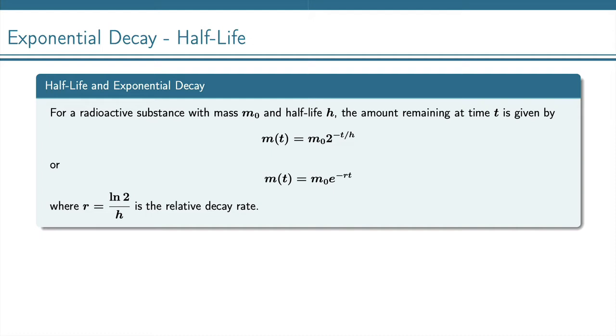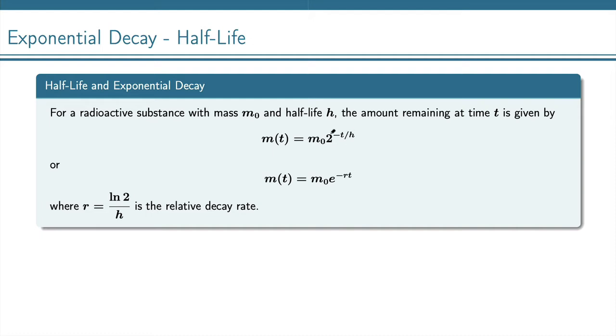So here are the two formulas that we can use. For a radioactive substance with mass m0, so this is the initial mass, and half-life h, the amount remaining at time t is given by m of t, the mass after time t, equals m0 times 2 to the negative t over h. So h is our half-life. Notice that it's negative because we're decaying. And of course, m0 is our initial mass.